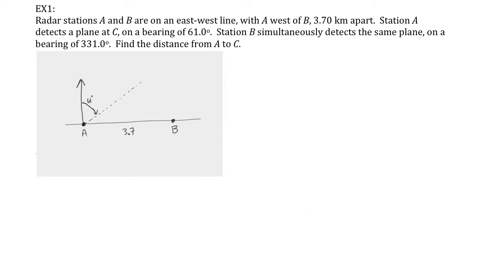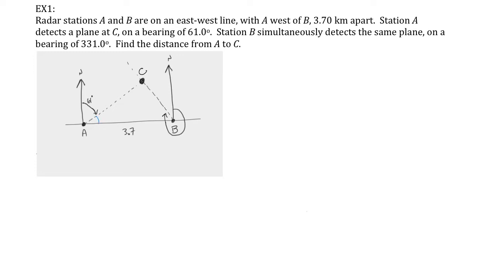Now, meanwhile, B simultaneously detects the same plane on a bearing of 331. Again, with bearings we always start north, and here would be 270. So 331 would be around there, and we're detecting a plane located at point C.